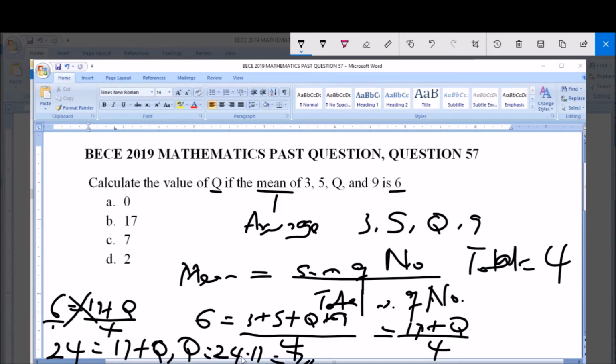24 minus 17 will give us 7. So our answer is C. That means the value of Q is 7.